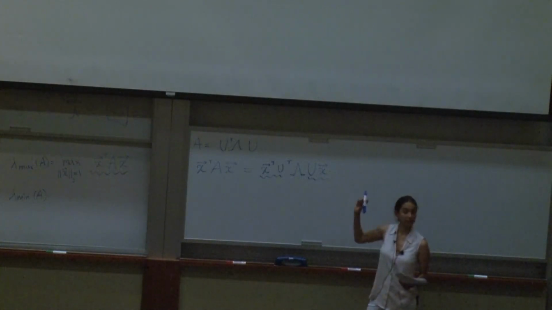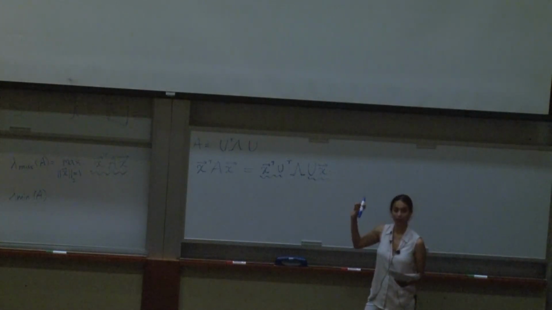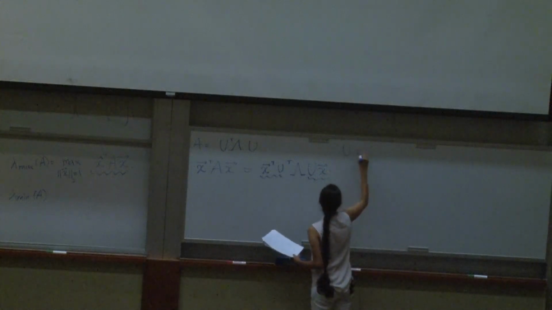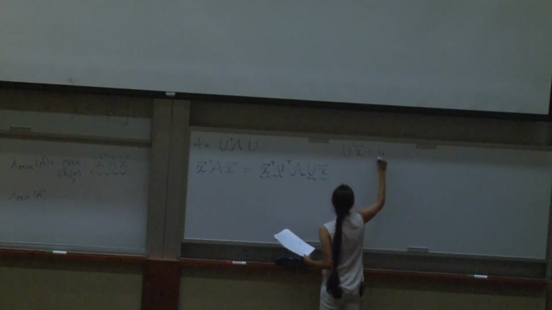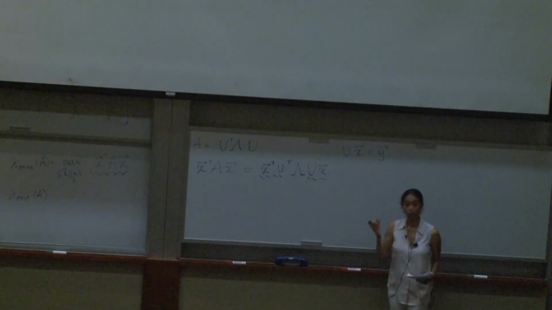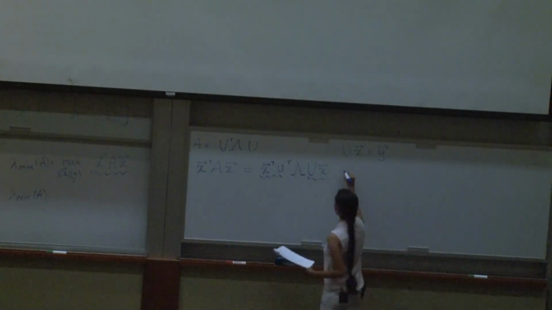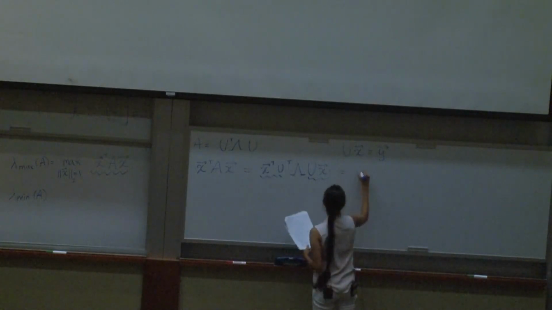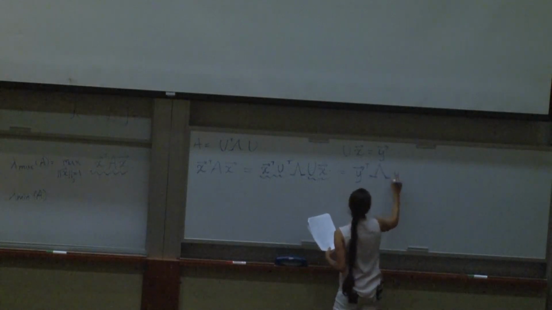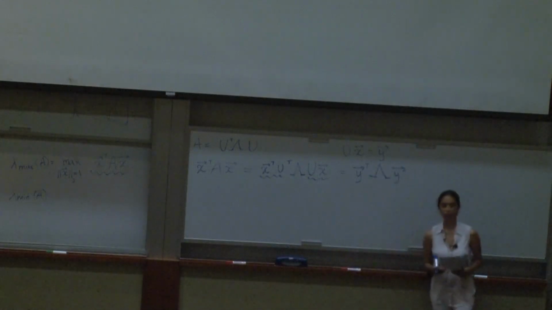Orthonormal matrices, the nice thing is that they preserve norm, right? They won't change the norm. So if I define Ux to be equal to some vector y, y is also a unit vector, right? So I can write this, and this guy here is just going to be y transpose lambda times y.